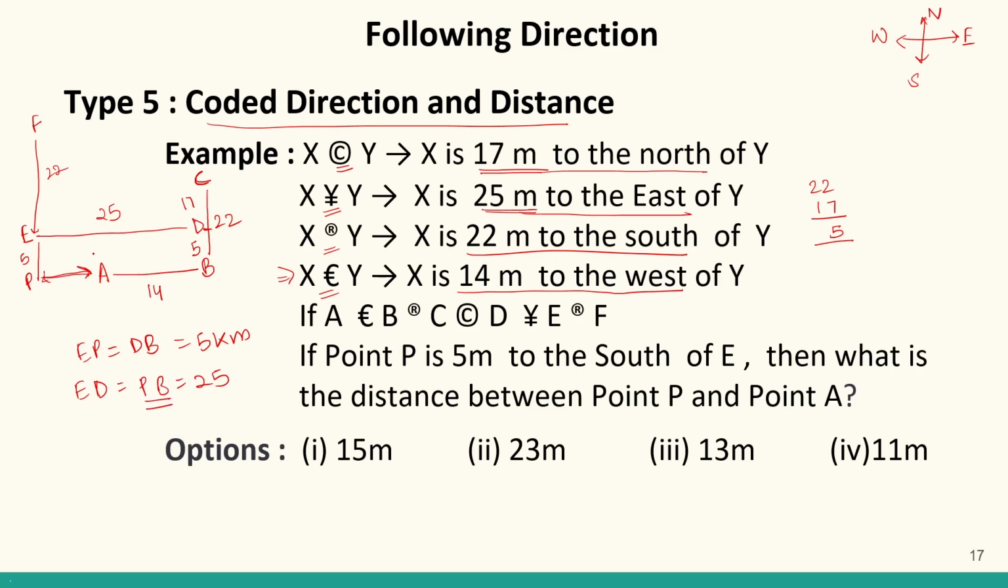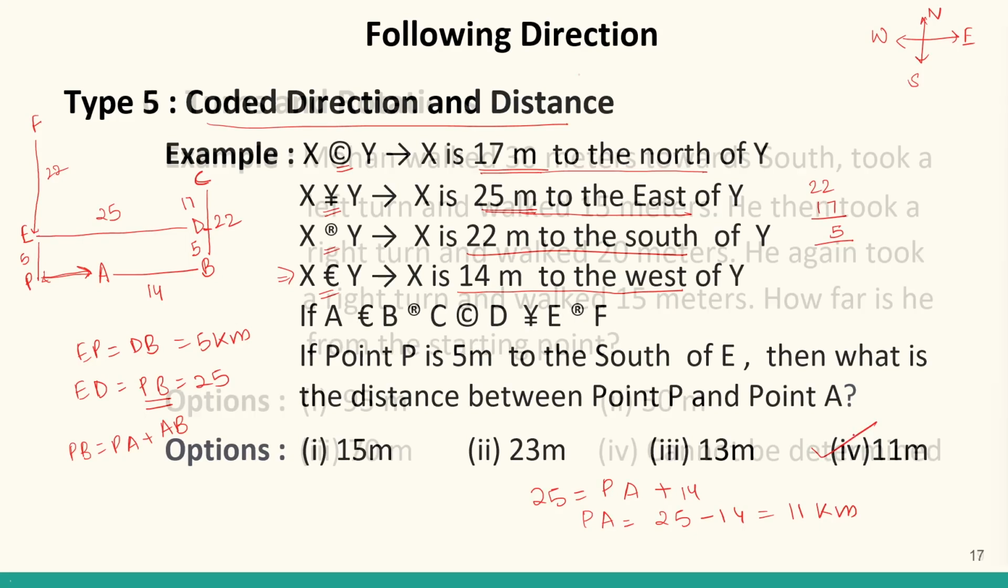Now, in PB, we already know AB. So PB is equals to PA plus AB. This much you understand. Now, PB is how much? PB is 25. PA we have to find out. And AB we already know is 14. So PA will be 25 minus 14, which will give us 11 kilometer. So our answer will be option number 4, 11 kilometer. So this is the type 5, which is coded direction and distances. Very simple logic of coding decoding is used over here.